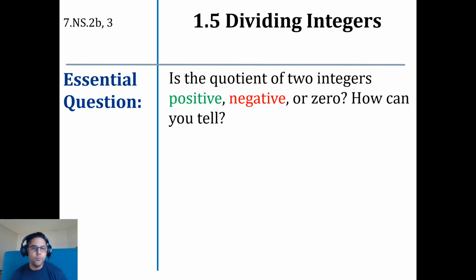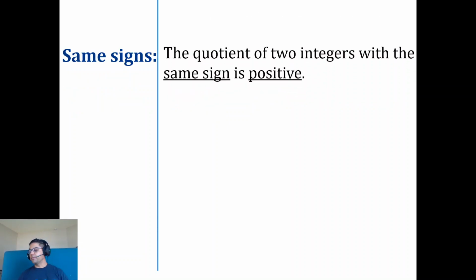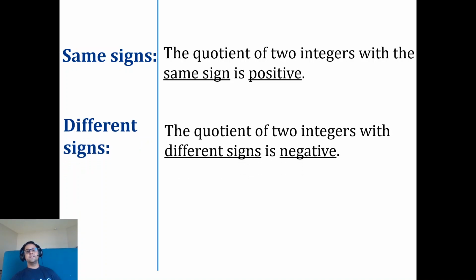Really, you just have to remember what we did in lesson 1.4 with multiplying. So here's what you have to remember for multiplying and dividing. Quick refresher: if the signs are the same, the answer will be positive. But if there are different signs, the answer will be negative. So pretty much the exact same thing for multiplying and dividing.